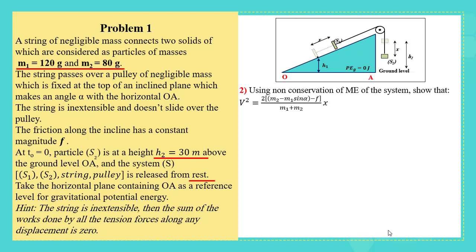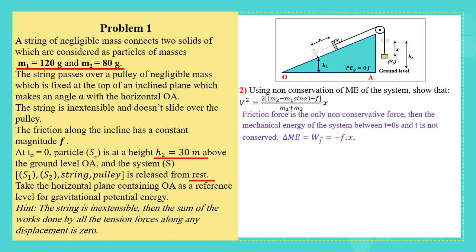Because in the given of the question, it was mentioned that the friction along the incline has a constant magnitude F. So since friction exists, it is a non-conservative force, so we can say that the mechanical energy of the system is not conserved. In this case, delta mechanical energy equals the work done by friction, which is minus Fx. We should find the mechanical energy at two different instances to calculate delta ME.